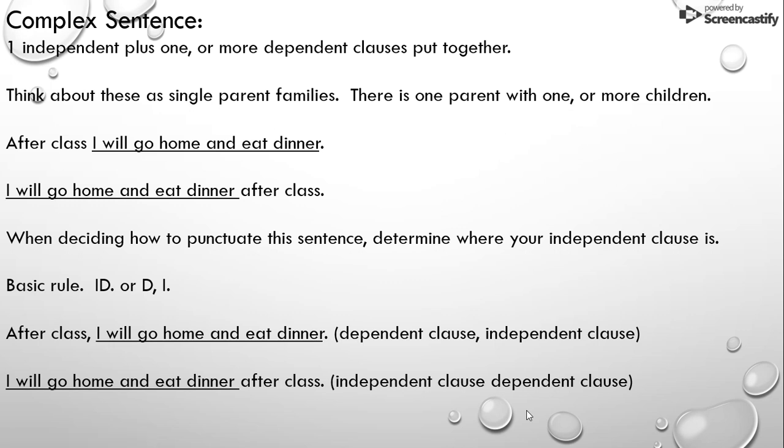Let's take a look at complex sentences. Complex sentences are when you have one independent clause plus one or more dependent clauses put together in the same sentence. I want you to think about these as single parent families. There's one parent, and this parent may have one child, two children, three or four children. Okay?